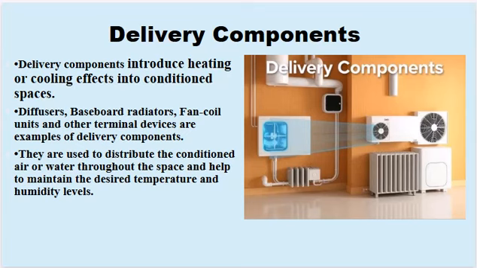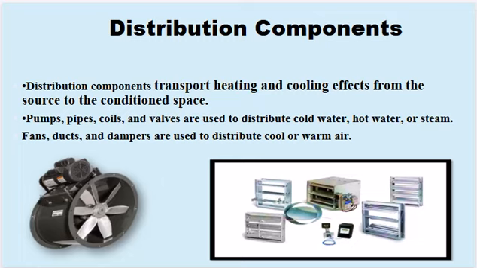Delivery components. Next, let's look at the delivery components in HVAC systems. These are the elements responsible for bringing heating or cooling directly into the spaces we occupy to maintain the desired indoor climate. First, we have diffusers. They spread air evenly throughout a room to ensure uniform heating or cooling. Then there are baseboard radiators. These are placed along the edges of walls and provide heat directly to the surrounding air. We also have fan coil units. These combine heating or cooling with a fan to circulate the air, making them efficient for temperature control in individual spaces.